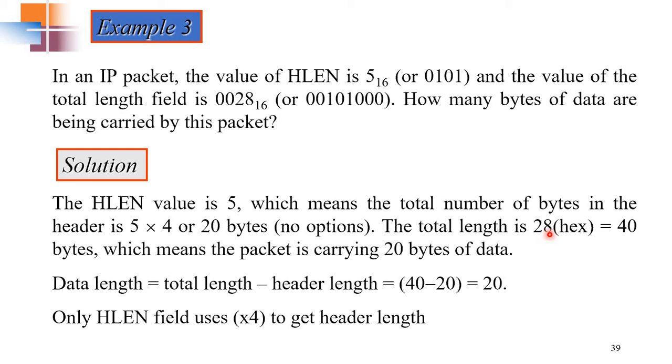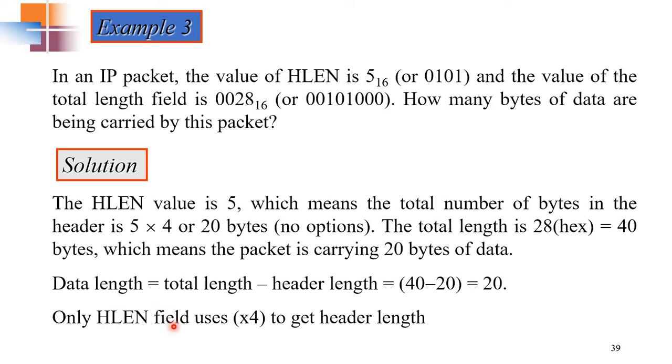28 is a hexadecimal value, and the binary value they are given is 40 bytes. That is the maximum value you can have. So the packet is carrying 20 bytes of data. Data length is equal to the total length minus the header length. What is our total length? 40. So 40 minus the header length, which is 20. So 40 minus 20, I'll have 20.